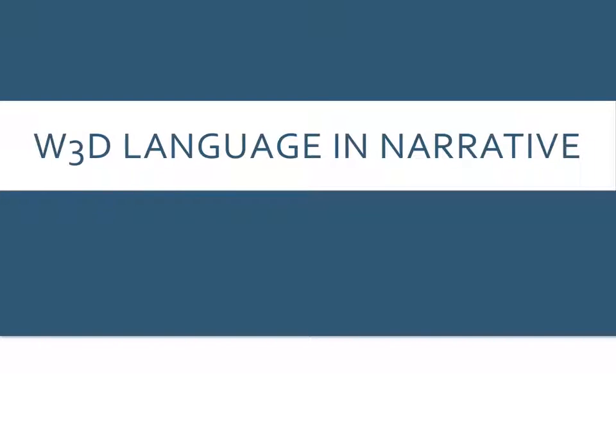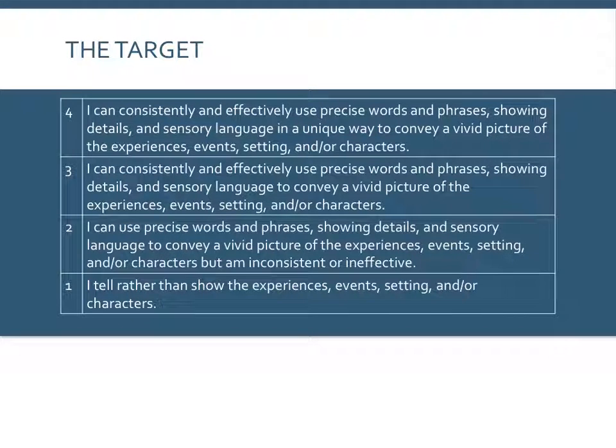W3d Language and Narrative is all about building a stronger, more vivid image for your reader, and therefore helping them better connect with your plot and characters. This particular target asks that you can consistently and effectively use precise words and phrases, showing details, and sensory language to convey a vivid picture of the experiences, events, setting, and/or characters.